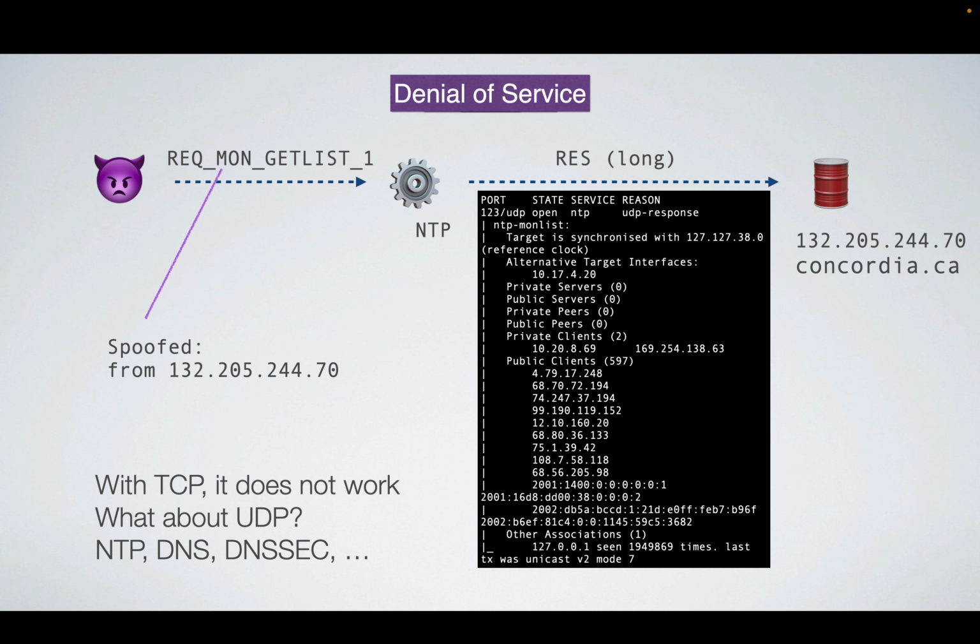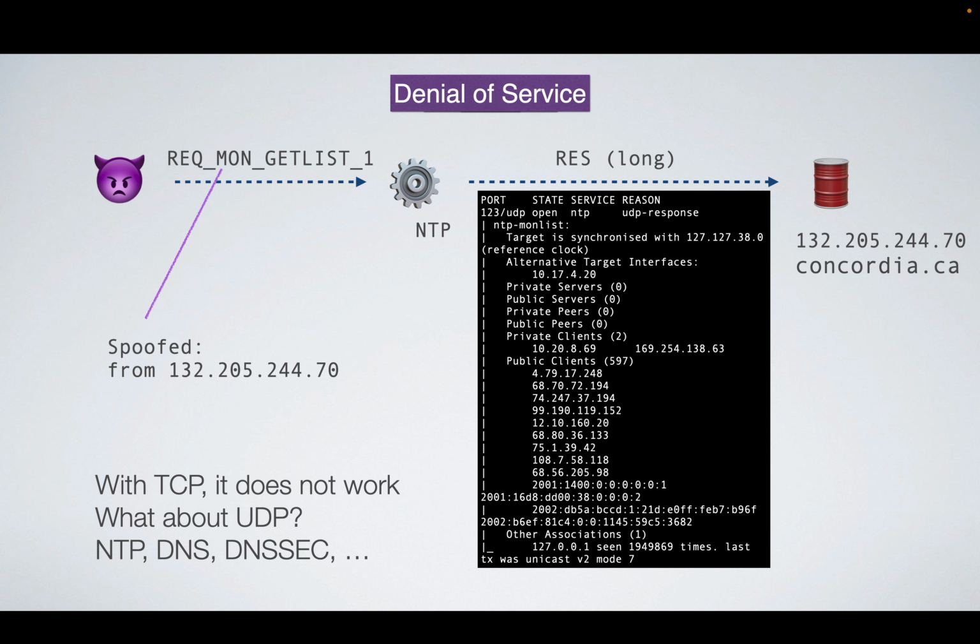Network time protocol is one thing. There's a bunch of other ones that work over UDP. The DNS one is another, DNSSEC, where you ask for all the certificate information that goes along with the domain. What people are doing now is trying to plug it by turning it off.